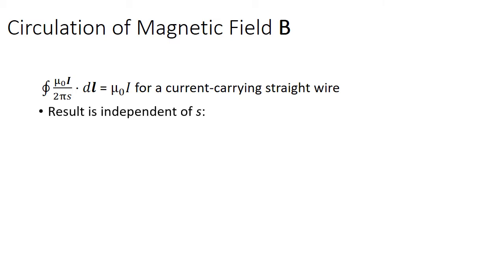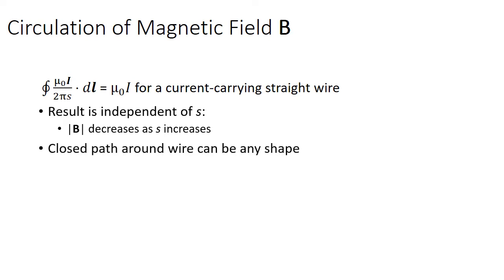First, the circulation of the magnetic field is independent of the radius of the closed path we choose. This is due to the fact that as the radius s increases, the magnetic field actually decreases. In fact, it turns out that the circulation is also independent of the shape of the loop. What matters is that the path be closed and that the current enclosed by the path of integration be I.